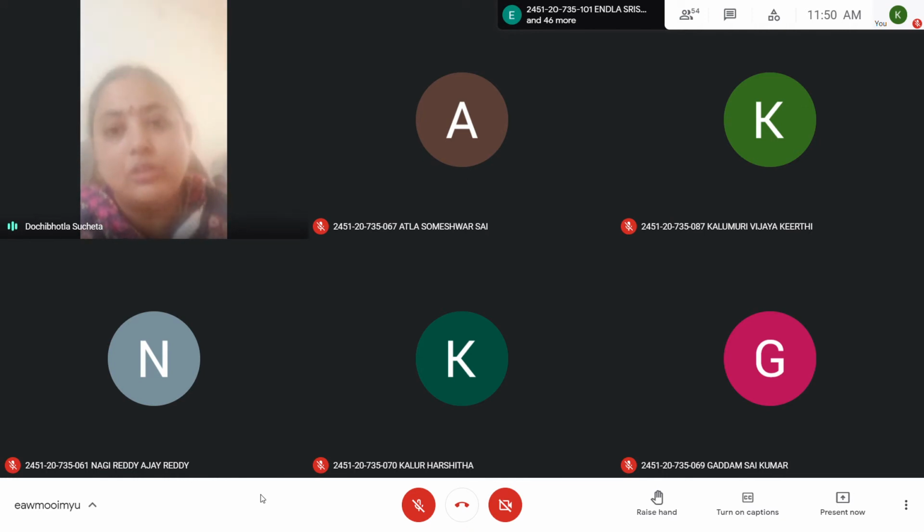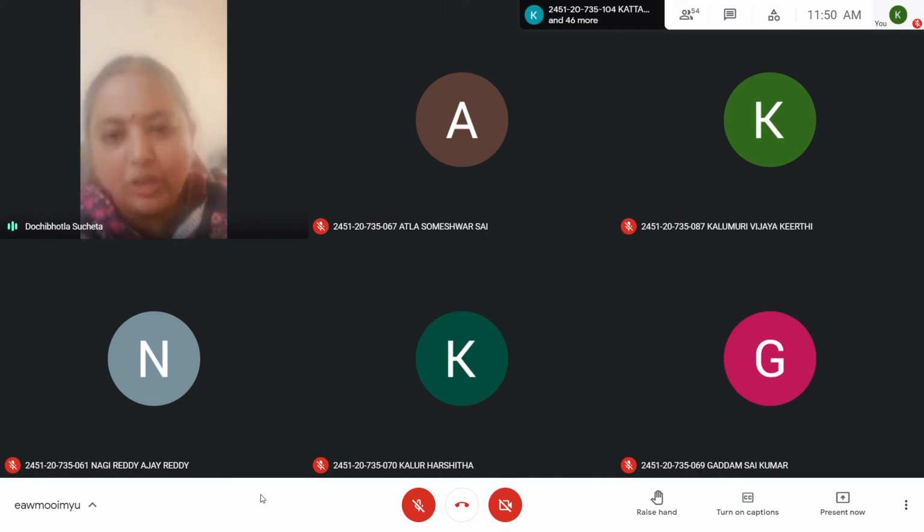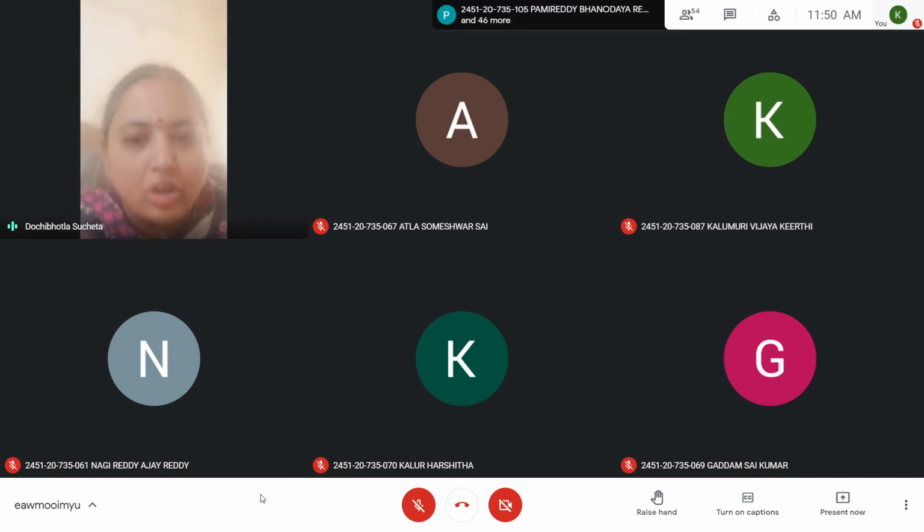I'll come back to galvanic or voltaic cells. In galvanic or voltaic cells, what will happen? The electrode at which there is loss of electrons is always taken as anode by default. That is IUPAC nomenclature. The electrode at which there is gain of electrons is taken as cathode, and it is given a positive sign.